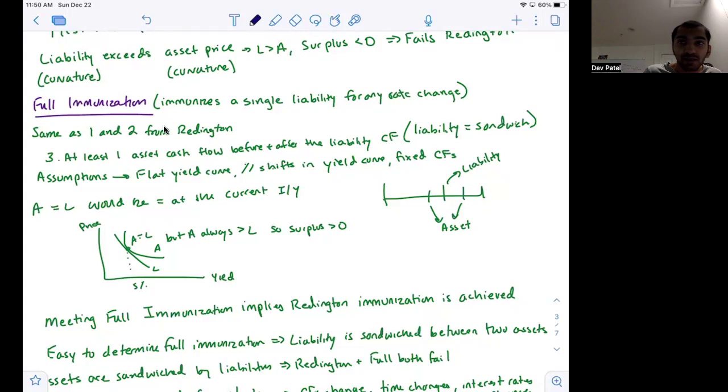One of the ways you can test if Redington immunization is achieved is that if it meets full immunization, that automatically implies that Redington immunization is already achieved. And it's much easier to detect if full immunization is achieved, because you only have to see if there is one asset cash flow before and after the liability cash flow. If that is the case, then you already know that Redington immunization is achieved as well.